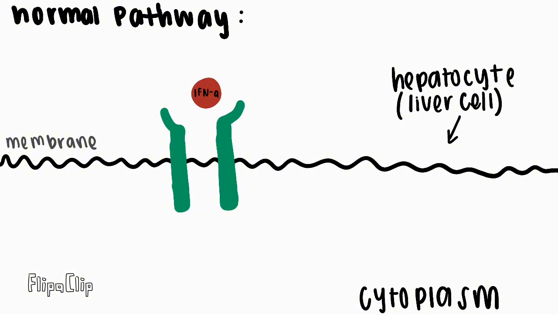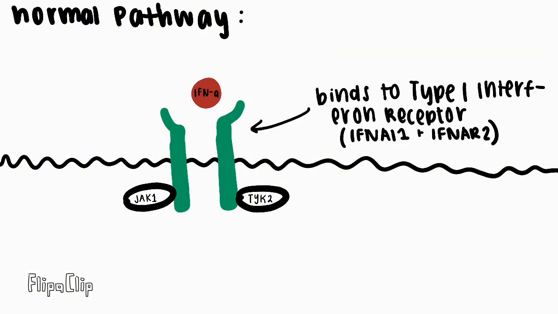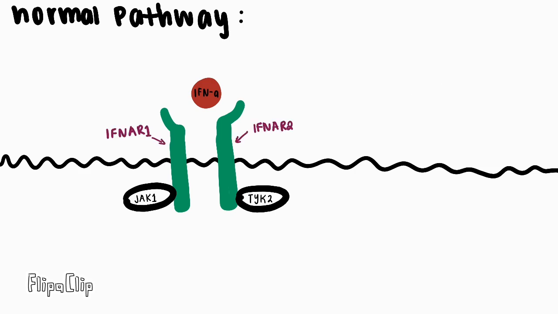It's a transcription factor, and it translates signals from the cytokines. The pathway takes place on the membrane of a hepatocyte, which is a liver cell. The IFN-A release is triggered by immune cells. IFN-A is important because it warns other neighboring cells of the virus. IFN-A binds to the type 1 interferon receptor, which is made up of IFN-AR1 and IFN-AR2.